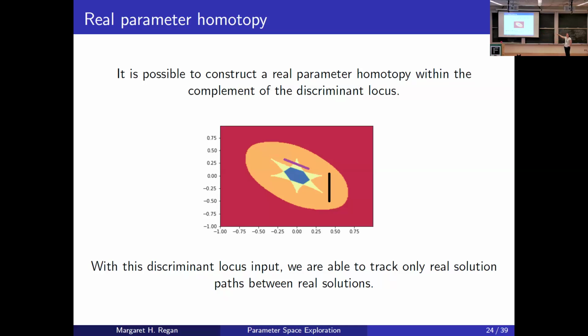Because the purple line is a perfect example, right? What if you started here and you wanted to track over here? Well, if you tracked over the reals, then you're going to run into the discriminant locus, and you can't necessarily say that the solution you had at the beginning corresponds to the solution that you arrive at the end.